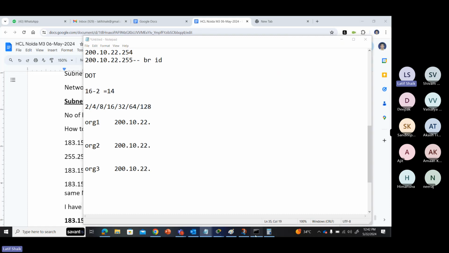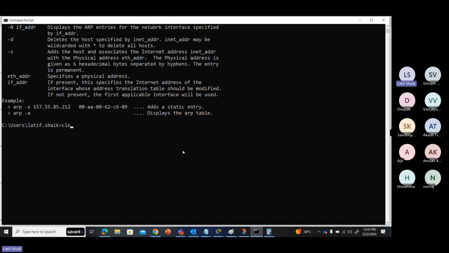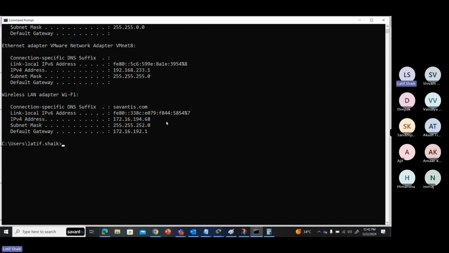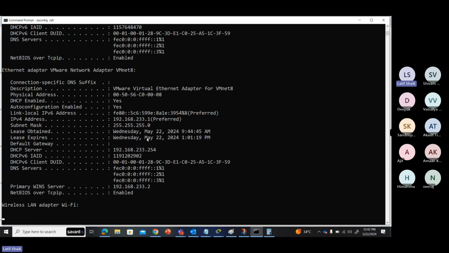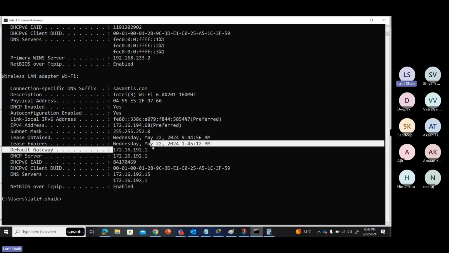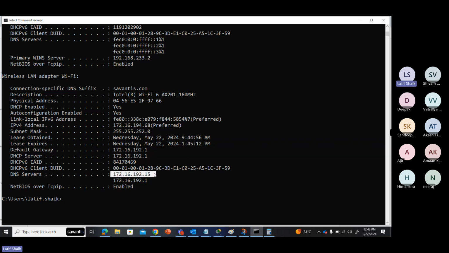Okay. The last point I am trying to show you in this particular one is ipconfig. What is my IP address? This one. Can you see the subnet mask? Yes. Okay. Can you see my default gateway? So here you can see the IP address, subnet mask, the default gateway, and DNS server address. Can you see it's 192 and 252?